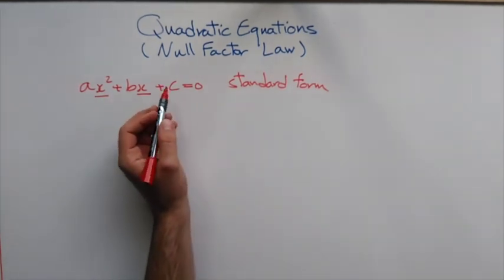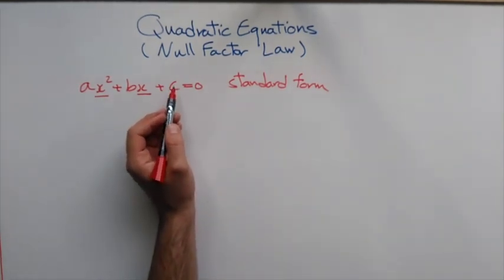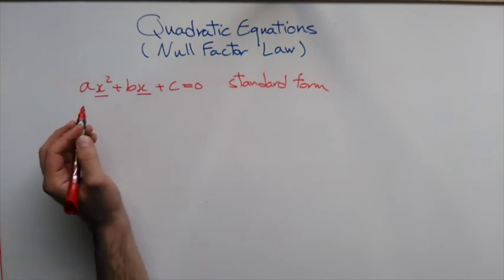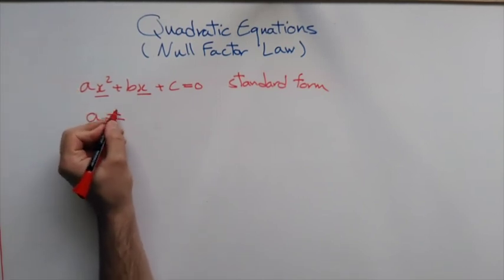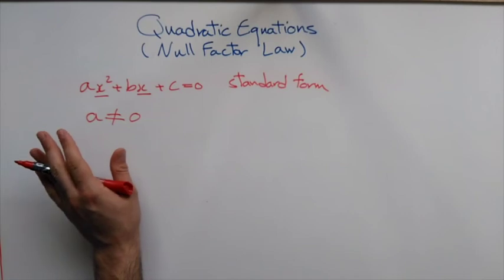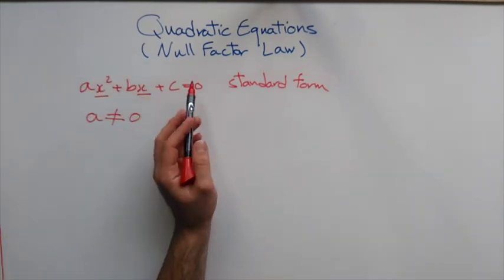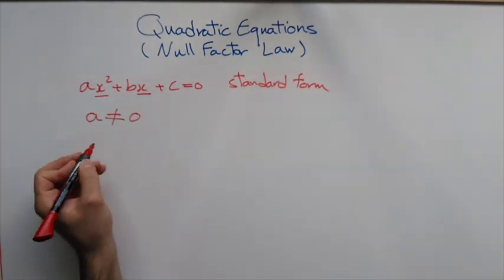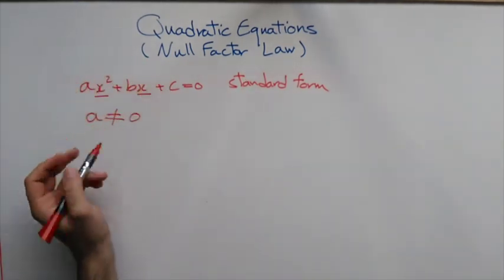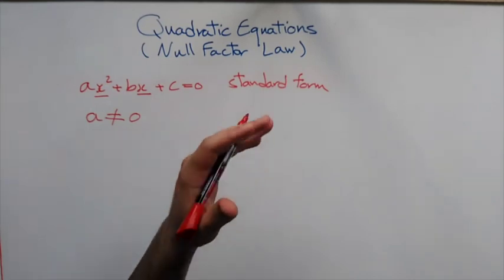a, b, c are the constant numbers in this equation, and a is always a number other than 0. It can't be 0. That's a rule. Okay, about the null factor law: the null factor law is basically changing this form and factorizing.